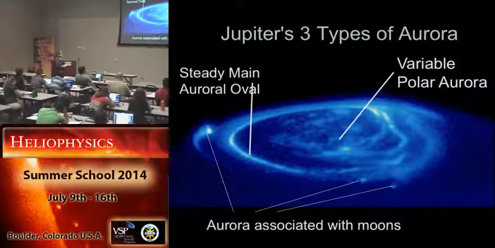We have three kinds of aurora. We'll have a main auroral oval, which is pretty steady. I'll show you movies of this. We have aurora associated with moons, and Margie will talk a lot more about this on Monday. And then we have some variable aurora in the polar regions.